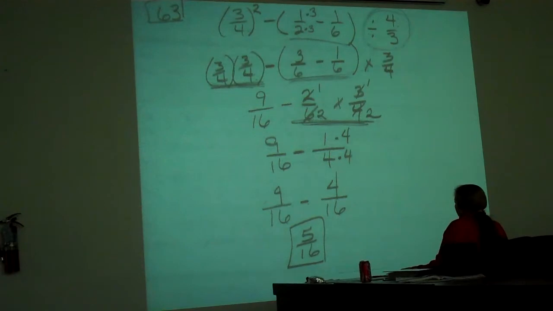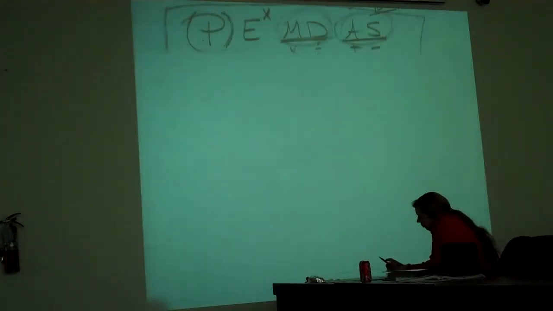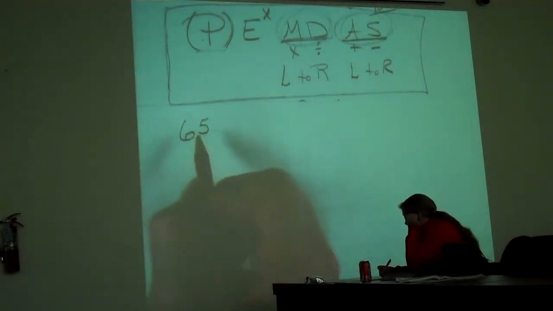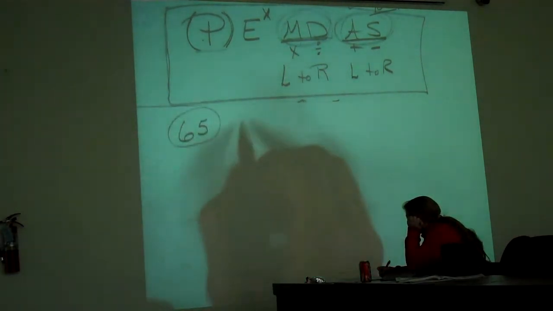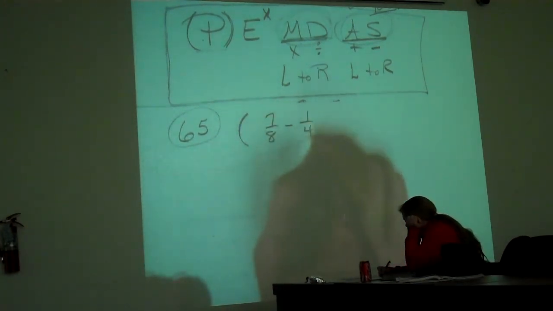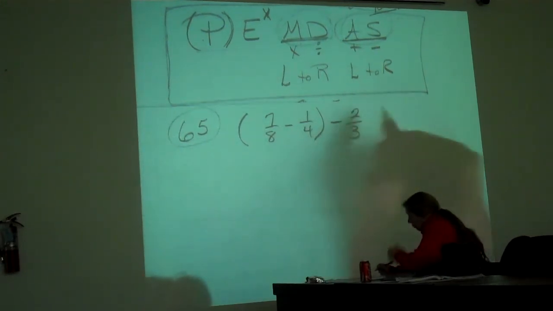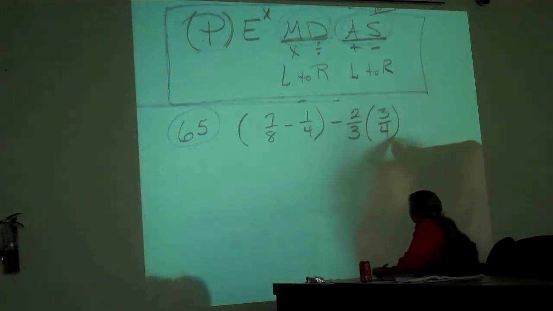Let's see, 9/16. Okay. How about 65 and 67? We'll do all the hard ones. 65. That way you'll have one a lot like the one you're doing no matter which one it is. 65 is 7/8 minus 1/4 in parentheses minus 2/3 and this is touching the parentheses. The 3/4 is squared.